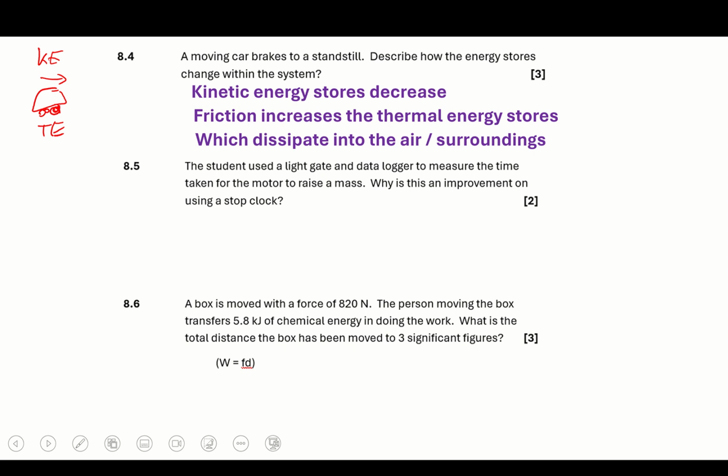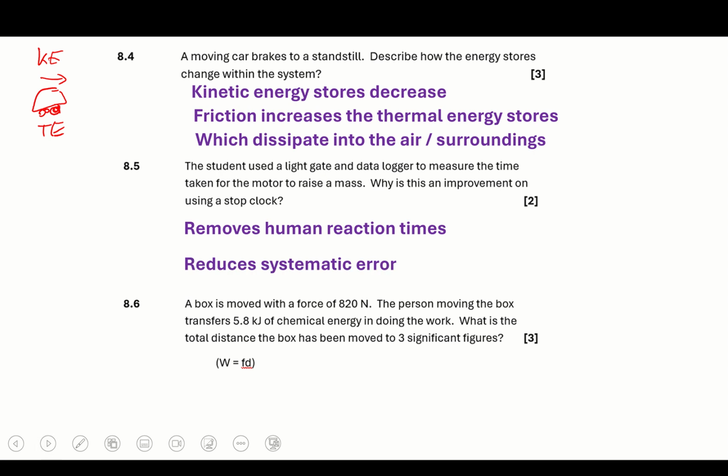Next one, students use a light gate and a data logger to measure the time. Why is this an improvement to using a manual stop clock? Well, with the stop clock, I've got a human pressing it. If I've got a human pressing it, I've got reaction times. But with a light gate and a data logger, I get rid of those, and that reduces the error in the experiment. So the first part is it removes human reaction times.